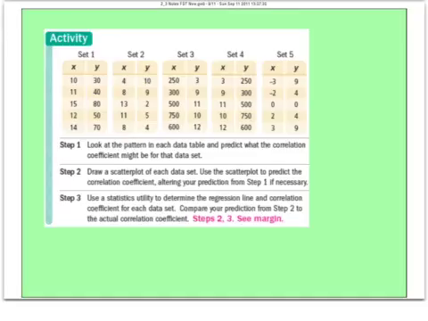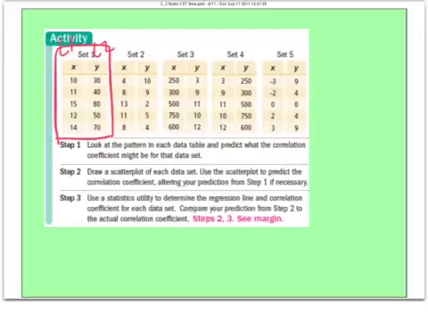I just want to briefly highlight this activity. What they'd want you to do is draw a scatter plot. I would use your calculator because you're probably going to have to do this in homework. For example, for set 1, put this in list 1 and put this in list 2.